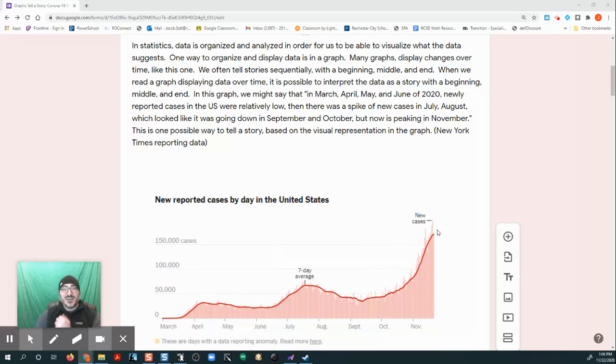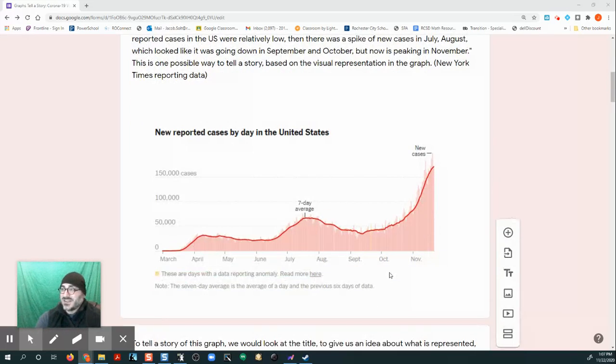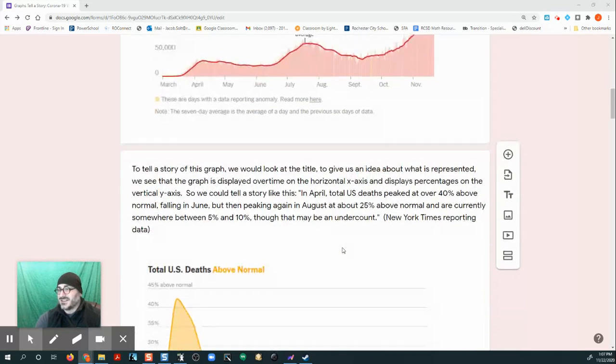So the story is never complete, but you can tell the story from beginning, middle, and end, right? This is just one possible way to tell the story. There's more than one way. It's like you tell a story to 10 different people, you get 10 slightly different stories, right? Even if it's the same information, the same basic story. So this here is from the New York Times. This is national data in the United States.